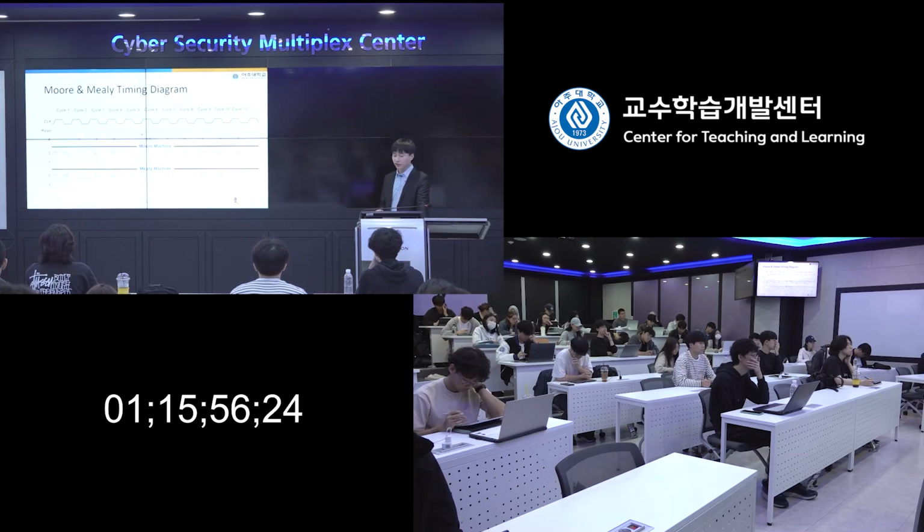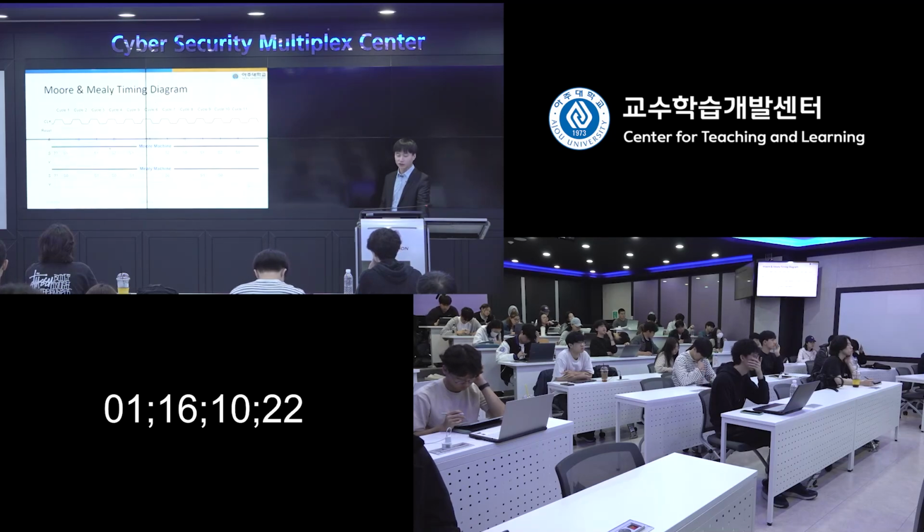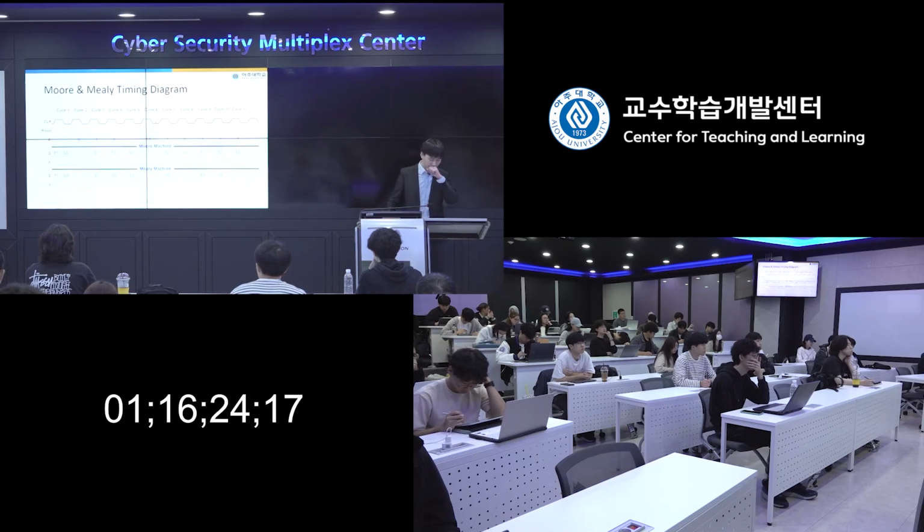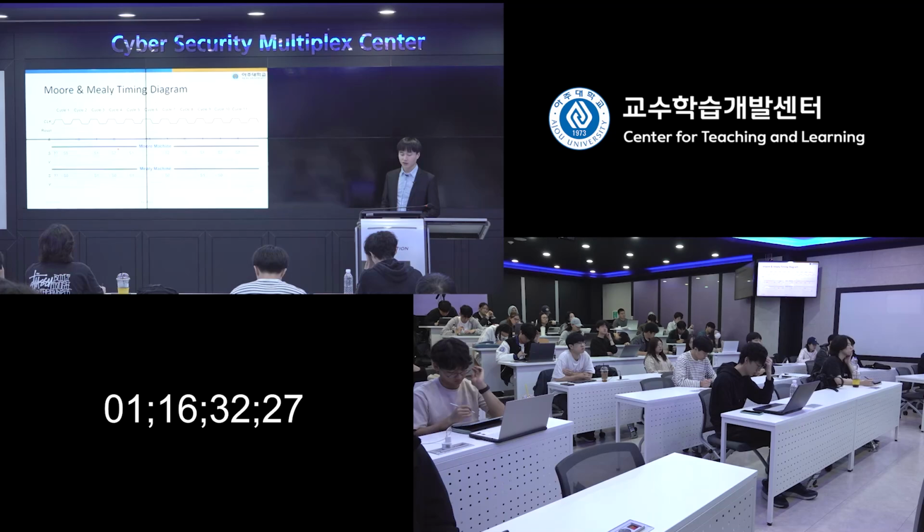So let's simply check what's going on here with the Moore and Mealy timing diagram. This is the Moore machine and this is the Mealy machine. The Moore machine has 3 states, S0, S1, S2, and the Mealy machine has 2 states, S0 and S1. Their output is decided by A, right? It detects the pattern 0, 1. Whenever there's a 0, 1, it will generate the output.